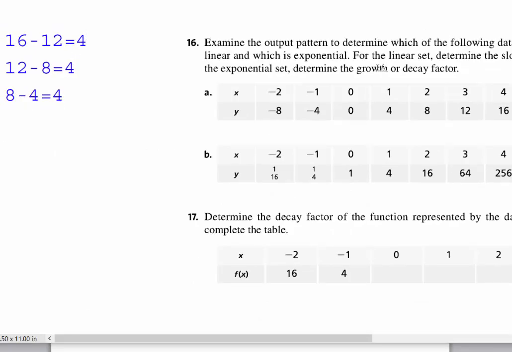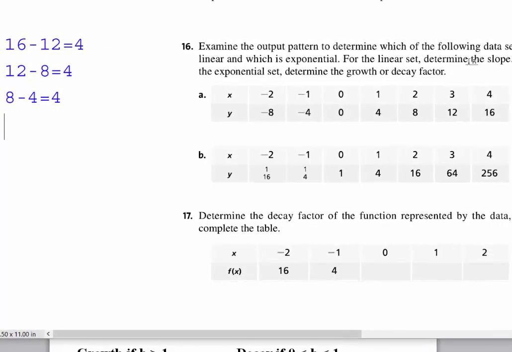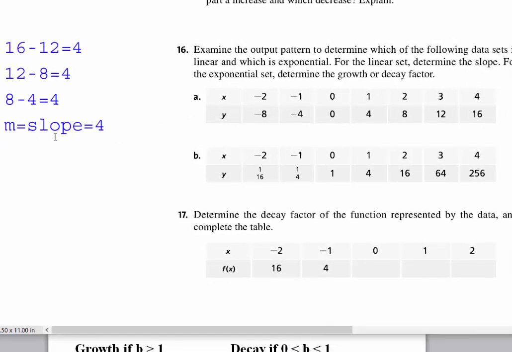we know the slope is 4. It says for the linear set, determine the slope. So we know it's linear because our constant difference is 4. Therefore, our slope is 4. So we'll say m equals 4 for the first table. Now we look at the second table.